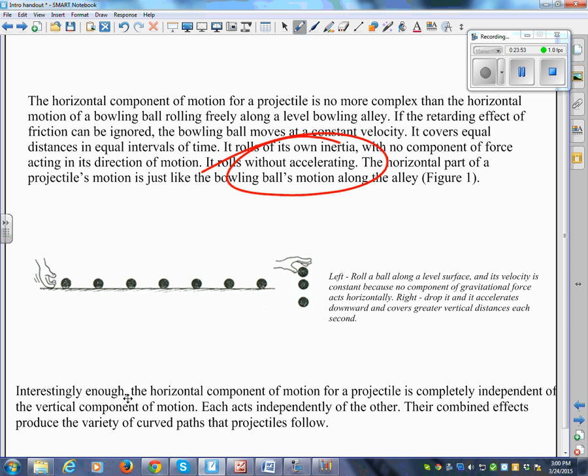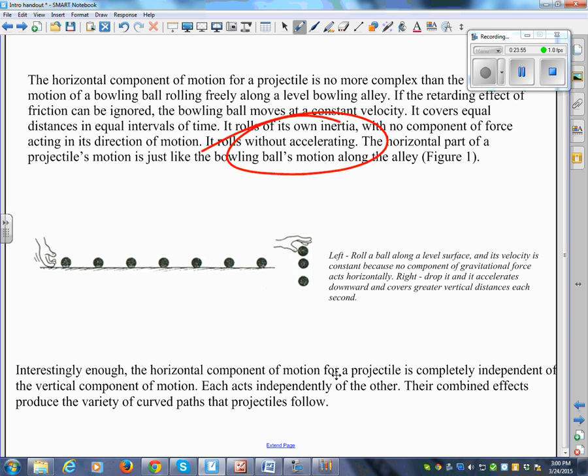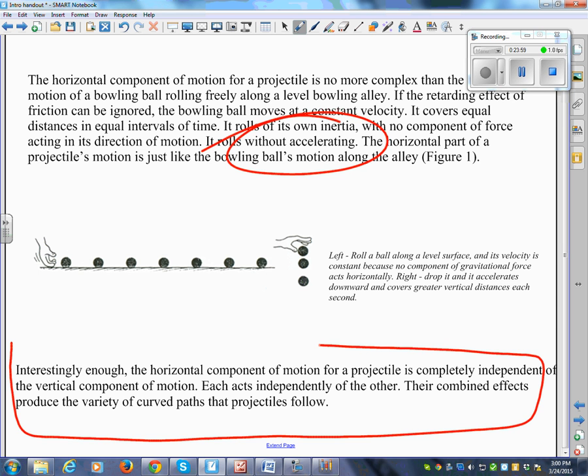Interestingly enough, and this, my friends, is the paragraph that explains the entire unit. Interestingly enough, the horizontal component of motion for a projectile is completely independent of the vertical component. Each acts independently of the other. Okay? It doesn't matter how fast it's going up. That has no effect on the sideways.